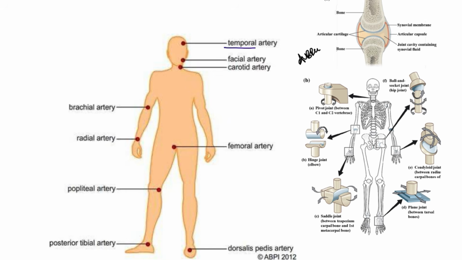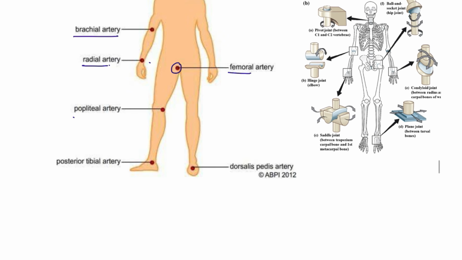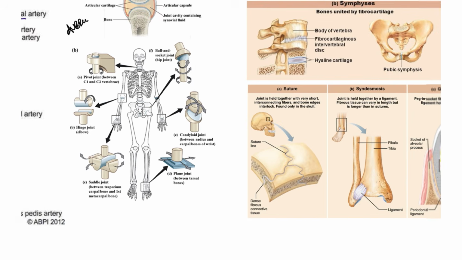This is the temporal artery location on the forehead, and in the facial artery, you are going to check at the jaw, and carotid artery in the neck region, brachial artery in the brachial fossa, and also the radial artery at the radial pulse site, and on the inguinal region you are going to check for the femoral artery, at the popliteal fossa popliteal artery, and on the posterior tibial side there is a posterior tibial, and on the dorsum side there is a dorsalis pedis artery, right?